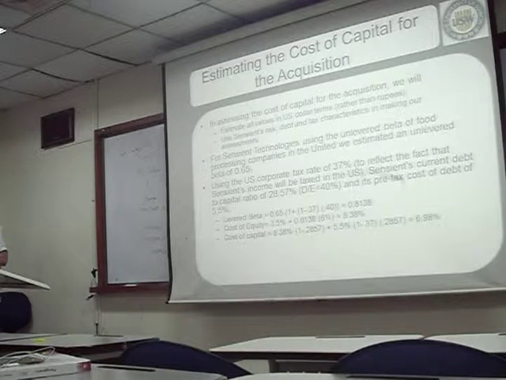Sensient Technologies is a food processing company. So we go to the list, you know the list now, you saw for your assignment. The unlevered beta is 0.65, okay? So we calculate their cost of capital using their beta, right? You're doing this for your project. First of all, you find your cost of equity and the cost of debt, and then we do the weighted average calculation to find the cost of capital, okay? 6.98%.